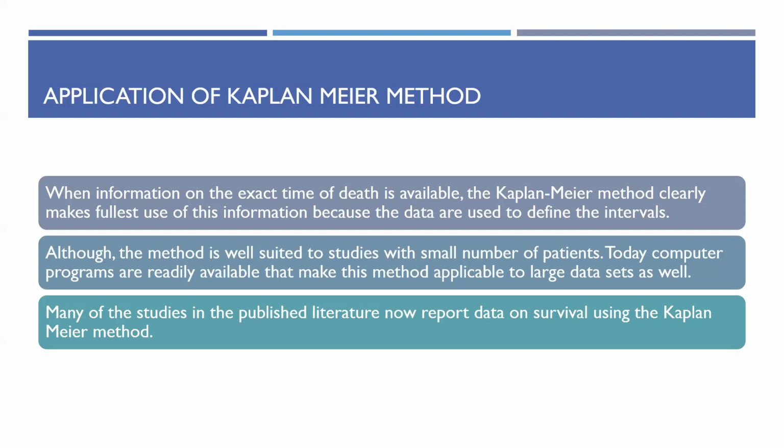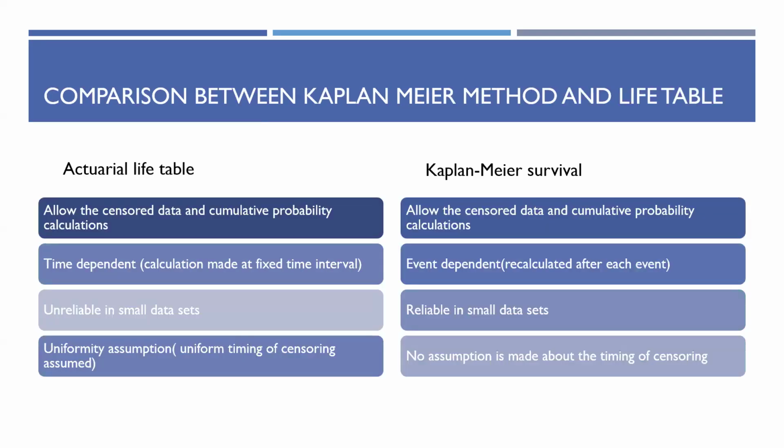Many of the study published literature now report data on survival using a Kaplan-Meier method. So next is the comparison between the Kaplan-Meier method and the life table. Life table allows the censored data and cumulative probability calculation. Kaplan-Meier also allows the censored data and cumulative probability calculation.